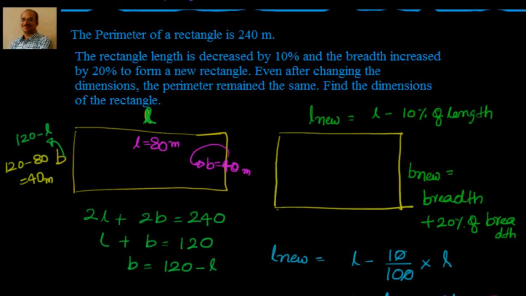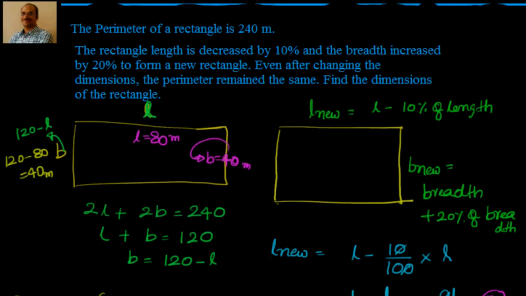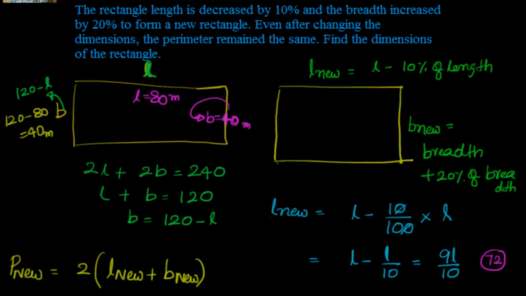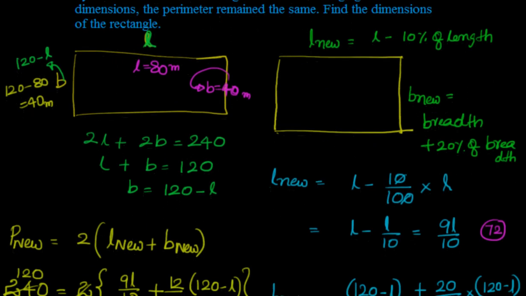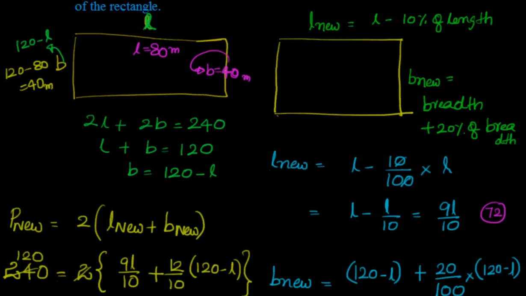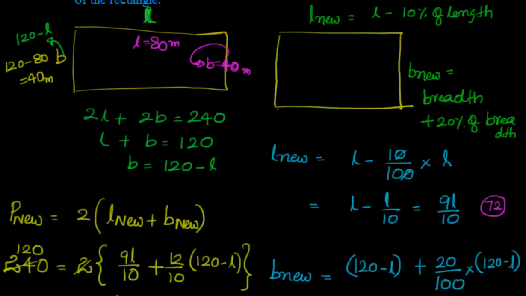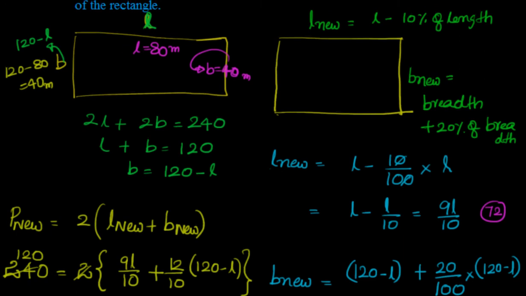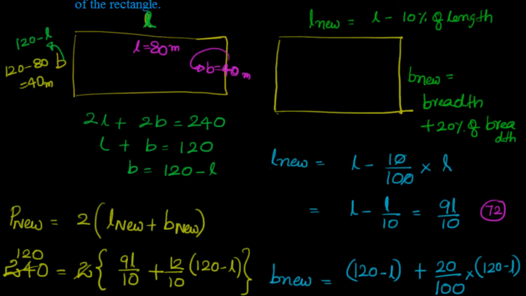So let's look at summarizing this. We have been given that the perimeter of rectangle is 240 meters. The rectangle length is decreased by 10% and breadth is increased by 20% to form a new rectangle. Even after changing the dimensions, the perimeter remains the same. Find the dimensions of the rectangle. So the problem can be with respect to perimeter or the problem can be with respect to the area. Always remember, our approach should be to first represent both length and breadth in terms of L whenever you have problems related to rectangle like this.